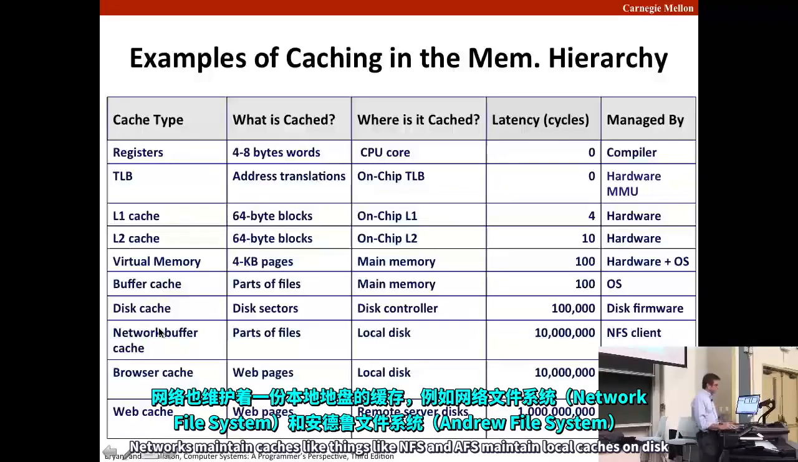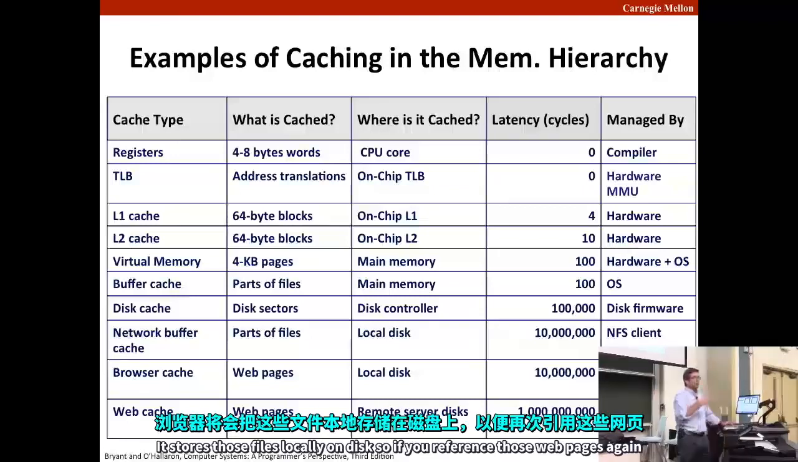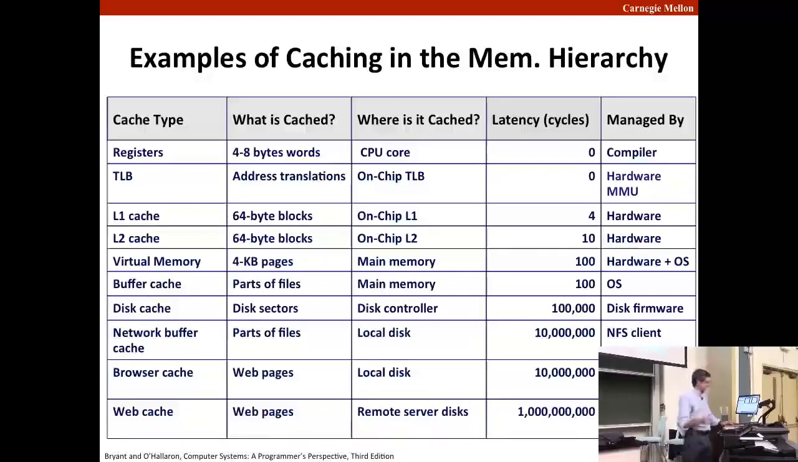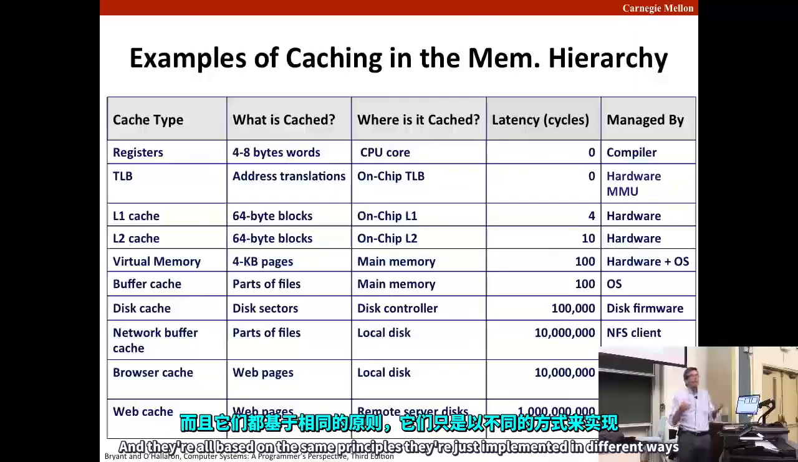Networks maintain caches. Things like NFS and AFS maintain local caches on disk. Your browser has a cache, so when it fetches files from servers, it stores those files locally on disk. If you reference those web pages again, they're served from your local disk rather than going all the way across the network. So the point is that caches exist everywhere in the memory hierarchy, and they're all based on the same principles. They're just implemented in different ways.